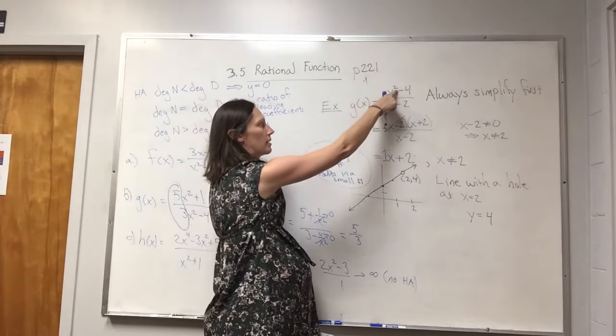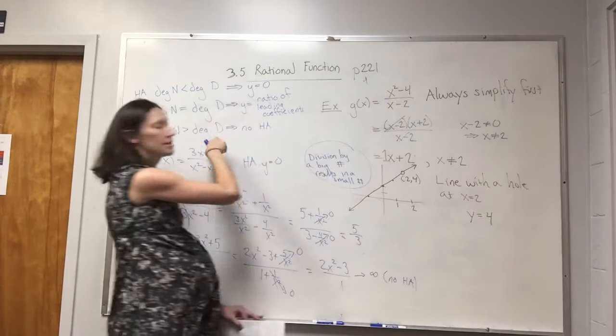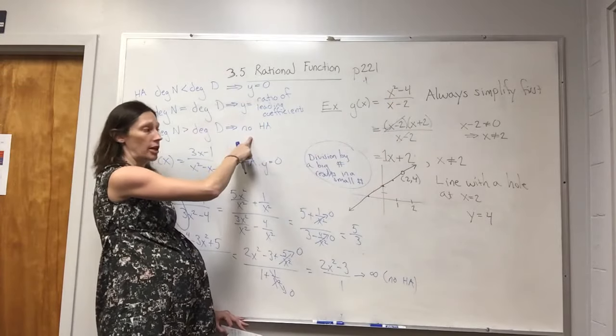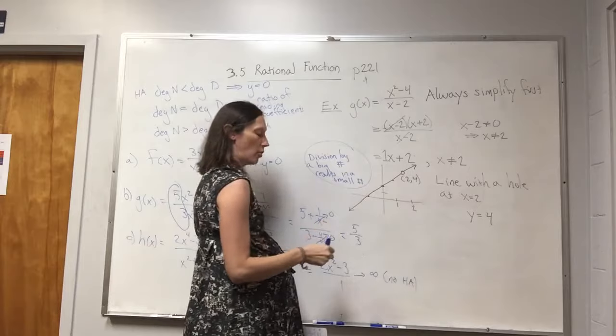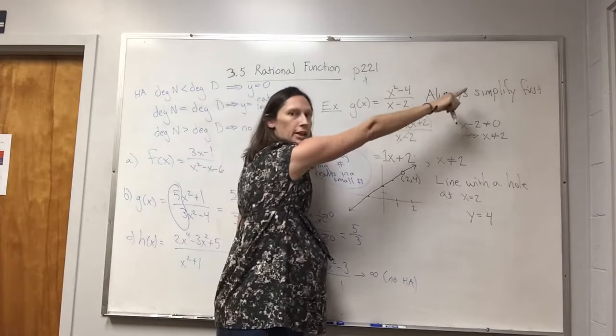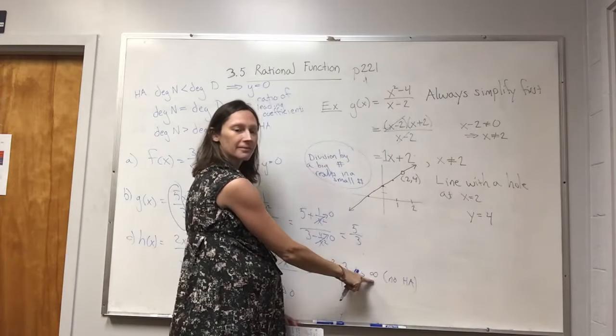Think about this guy. He was 2 versus 1. He's in this third case. There was no horizontal asymptote. I'm not approaching any number in the horizontal. I'm going off to infinity. Going off to infinity. Okay?